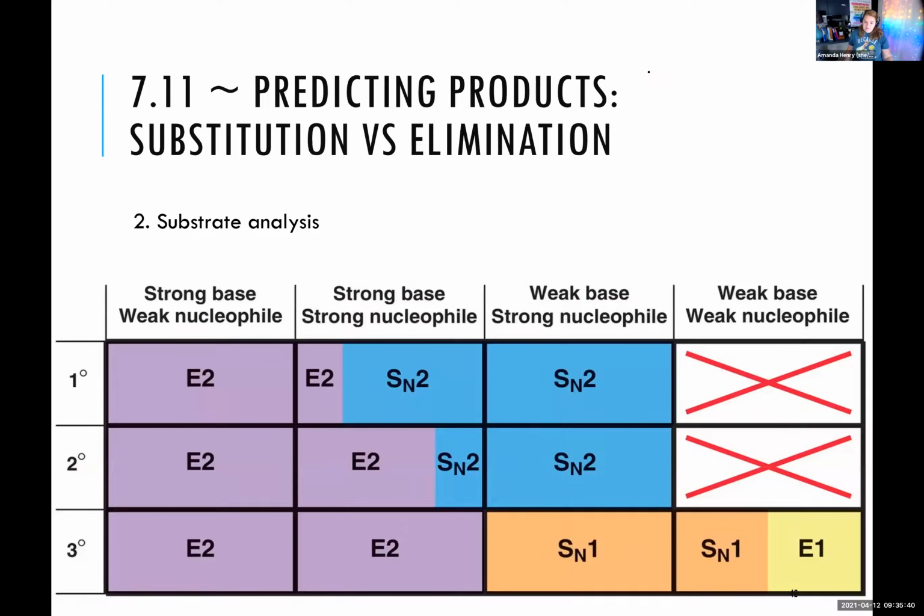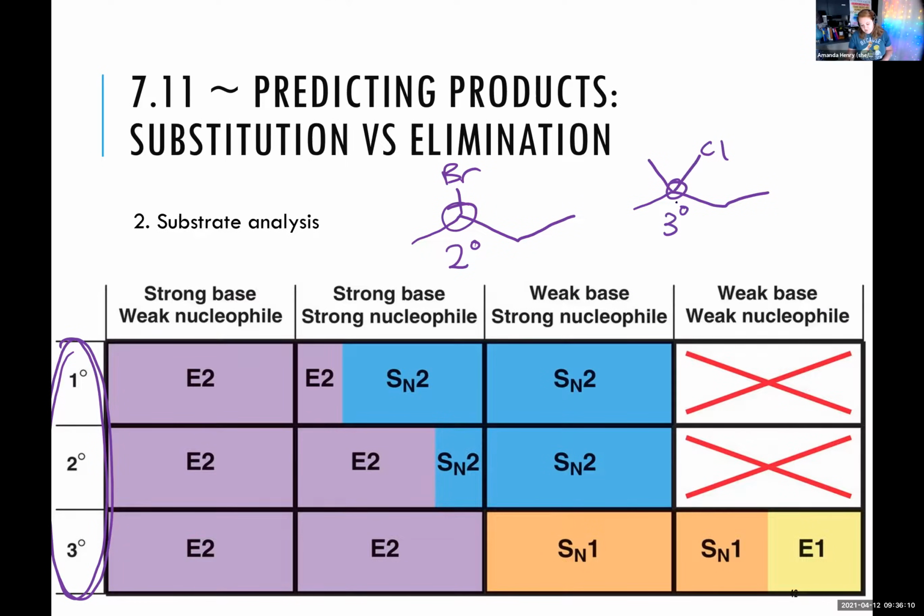Our second step is to look at our substrate. So this is a super helpful table, but right now we're just looking at this left-hand column. It's divided into primary, secondary, and tertiary. So we're looking at our substrate, and we're looking at that alpha carbon. So the one that I drew right now is secondary because that alpha carbon is bonded to 2 other carbons. That alpha carbon is tertiary because it's bonded to 3 other carbons. And so we can categorize what type of alpha carbon we have.